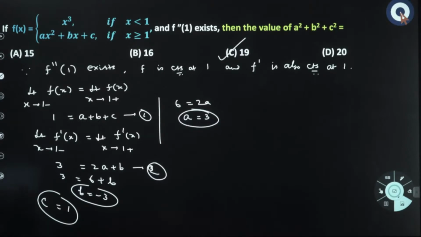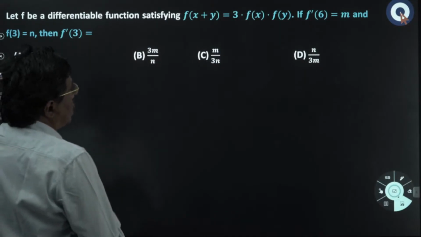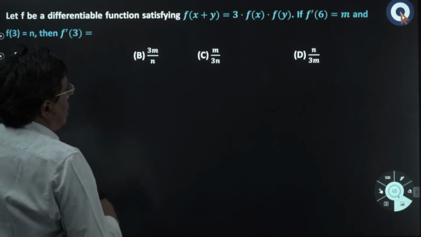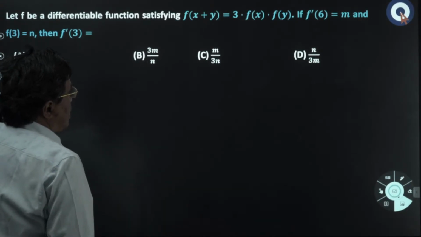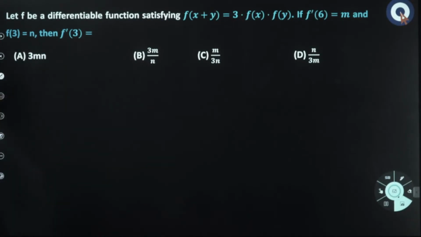So here, let f be a differentiable function satisfying f of x plus y is equal to 3 into f(x) into f(y). Actually, this kind of problems are really very important. All of you should do a good number of problems involving functional equations like this. If f dash 6 is equal to m and f of 3 is equal to n, then f dash 3 is equal to what?